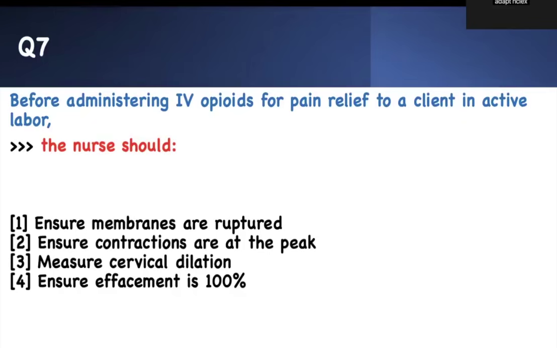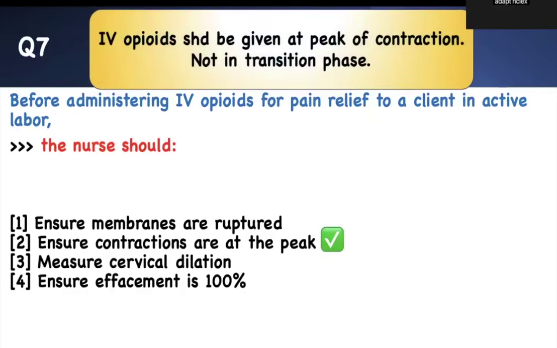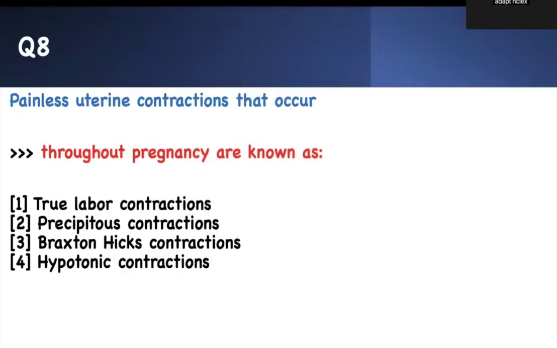You know the effects. First, the effacement of 100% is completely wrong. 100% means you're in transition phase, so you cannot use it. If the membrane is ruptured, of course, it doesn't change anything. What will change something is related to the cervical dilation. But the most important, if you have to give it, you got to make sure you're giving it at the peak of contraction so that the baby does not get it. So number 2 is the best.